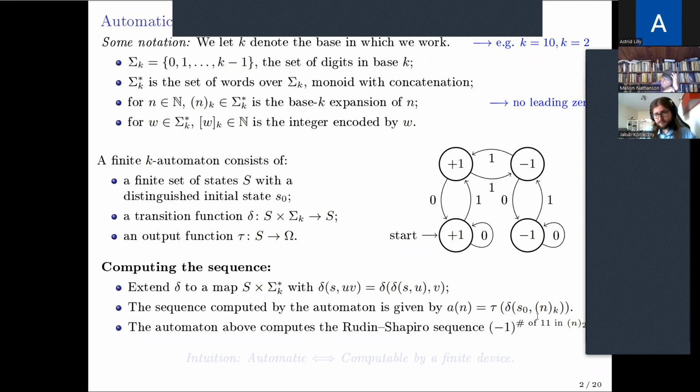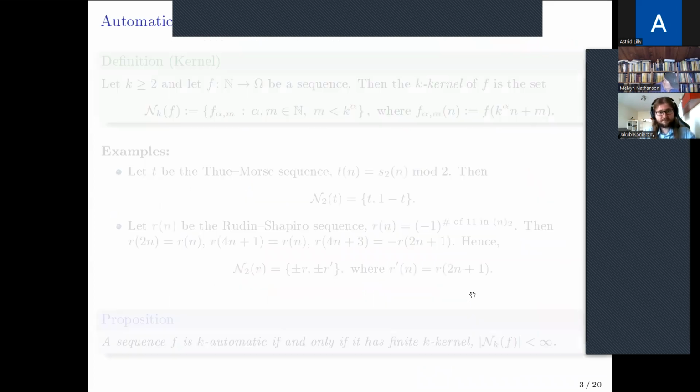And to compute the sequence, you start at the initial state, you write down the base-k expansion of your integer, you follow the corresponding path, and at the terminal state, you read off the output function. So, for instance, this automaton over here produces the Rudin-Shapiro sequence, which is plus or minus 1, depending on the parity of the number of pairs of consecutive ones in the binary expansion of n. The definition itself is not particularly important. What you should remember is that automatic sequences are sequences that are somehow computable by a finite device.